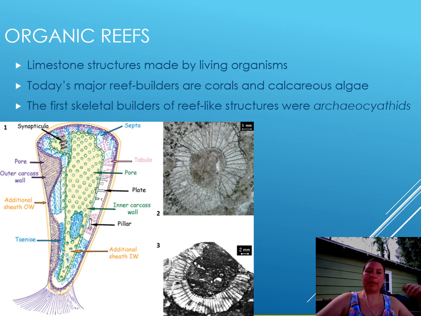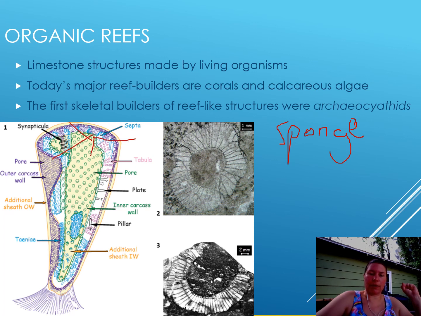So what are these reefs made out of? During this time, Ordovician, Silurian, they're made out of archaeocyathids, which are a type of sponge. So let me write that, because I'm kind of surprised that word's not here. Sponge. Archaeocyathids don't have anything quite like this around today, but just from the radial symmetry, like the spokes of a bike, I know that this is a sponge.